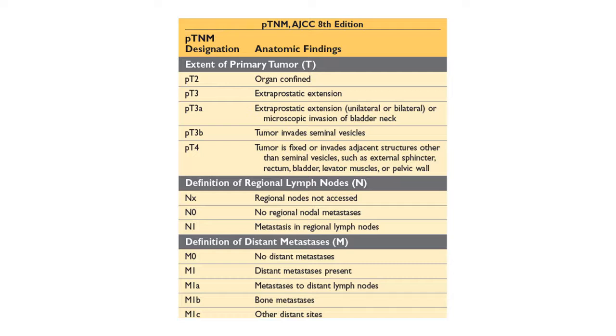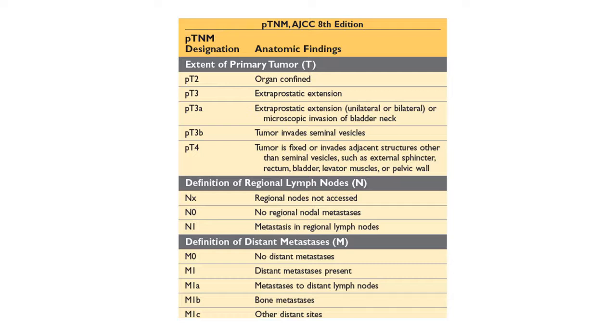It is staged as T3a when there is unilateral or bilateral extraprostatic extension, with some microscopic invasion of the bladder neck, while it is staged as T3b when the tumor invades the seminal vesicle. When the tumor is fixed or invades adjacent structures other than the seminal vesicle, such as external sphincter, rectum, bladder, levator muscle or pelvic wall, it is staged as pT4.